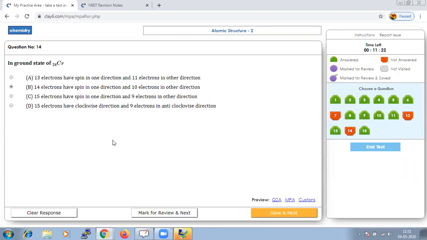In ground state, when chromium, we have to find out. This will also be very simple because you just have to do an electronic configuration and you will be able to predict the answer. The option says 14 electrons have spin in one direction and 10 electrons in the other direction.